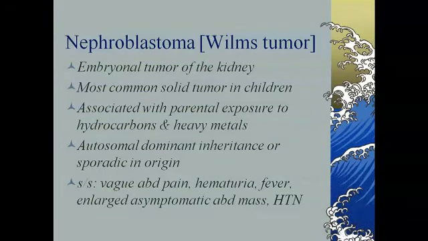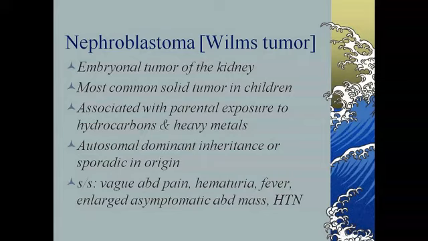Nephroblastoma is Wilms tumor. This is an embryonal tumor of the kidney. It's the most common solid tumor in children, even though it's still fairly rare. It's associated with parental exposure to hydrocarbons and heavy metals. It is autosomal dominant inheritance or sporadic in origin. So it's either genetic or it's not. You'll have vague abdominal pain, hematuria, fever, an enlarged asymptomatic abdominal mass, and hypertension. Tends to occur between the ages of 2 and 3. It's slightly higher in blacks. It tends to be encapsulated.